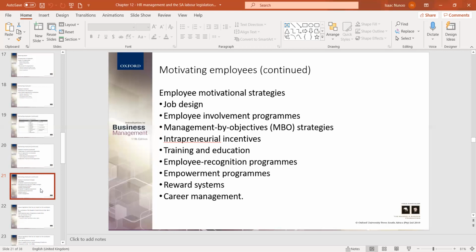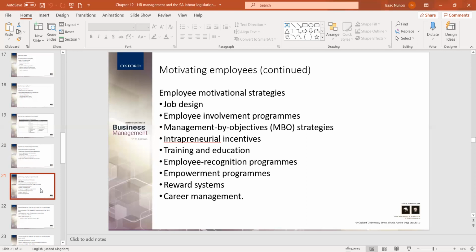We are saying here that this is a method of enhancing employee motivation. Through empowerment, it is the process of enabling employees to set their own goals, make decisions, and solve problems within their sphere of responsibility and authority. So we empower them to be able to have their own goals and work towards them.